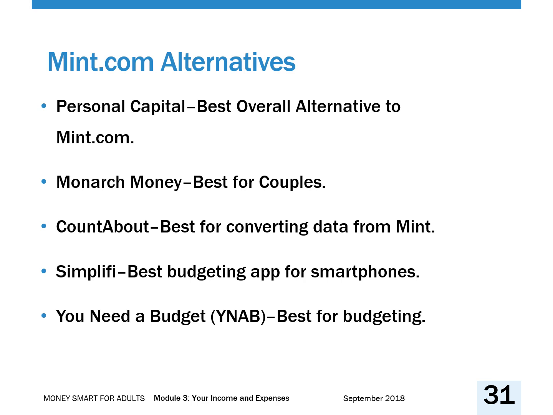Personal Capital, he rated as the best overall alternative to Mint.com. Monarch Money, best for couples, so you can get more than one person's financial accounts combined. Countabout was the best for converting data from Mint if you're going to move away from Mint. Simplify, best budgeting app for smartphones. And the last one, You Need a Budget, YNAB, is best for budgeting.